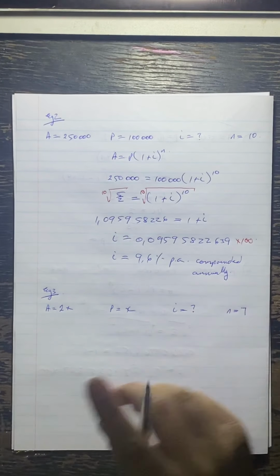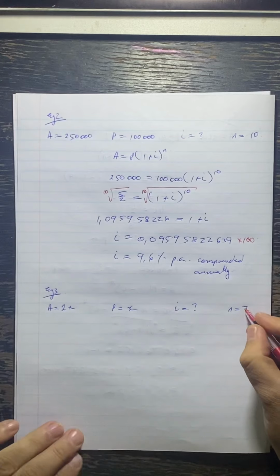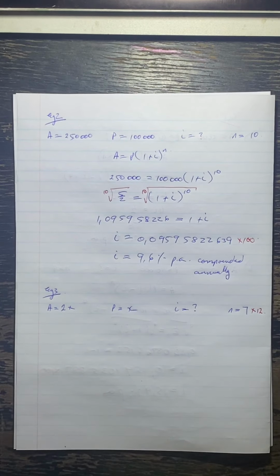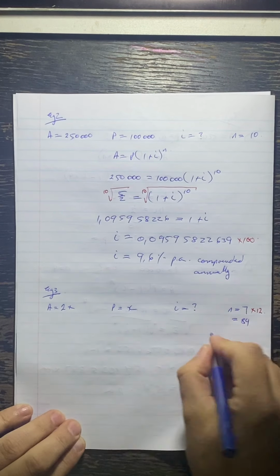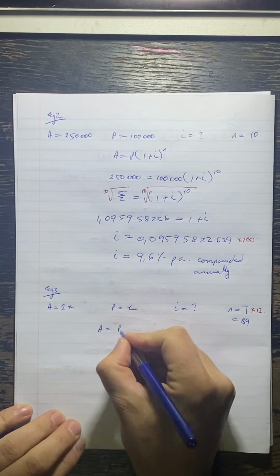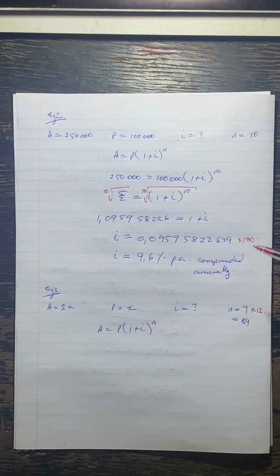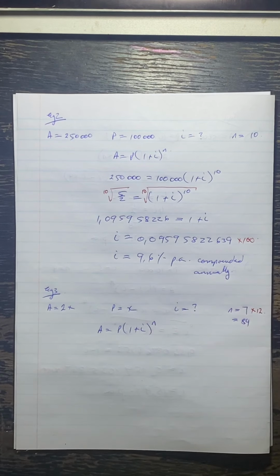But here comes the trick, grade 11s. They've told us that it's compounded monthly. So this is in years, so I need to multiply this by 12 because there's 12 months in the year. So this gives us 84. Okay, so our compound interest formula is A is equal to P, 1 plus I to the power of N. Now, what I want you to keep in mind, guys, is because I multiplied this one by 12, remember we have to divide this one by 12. It'll come out in the end, and I'll show you how we deal with that.